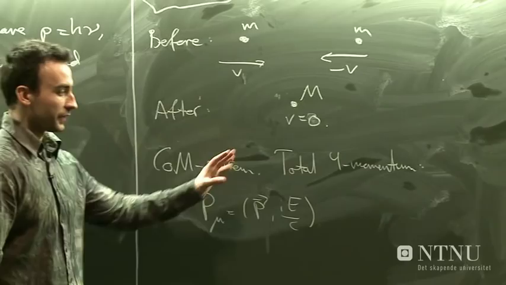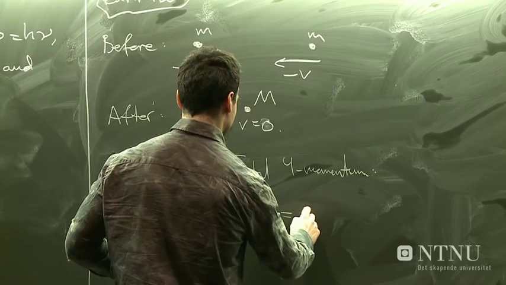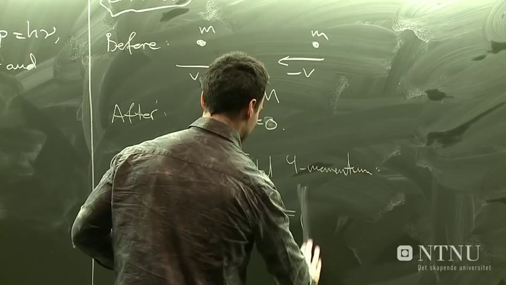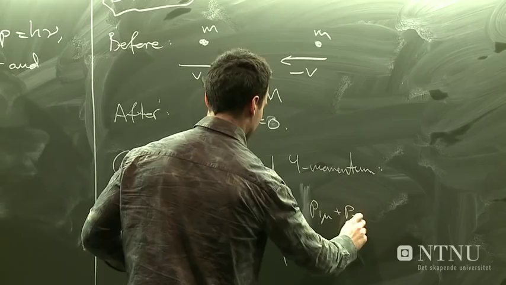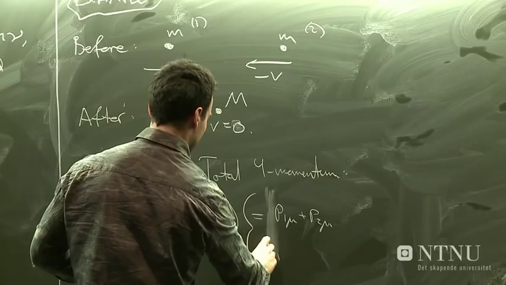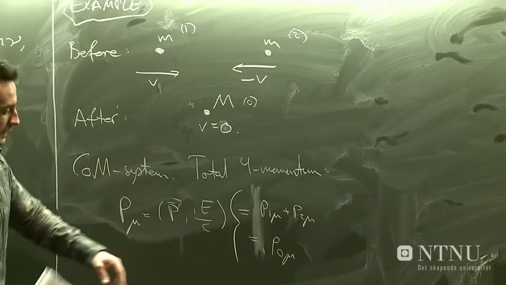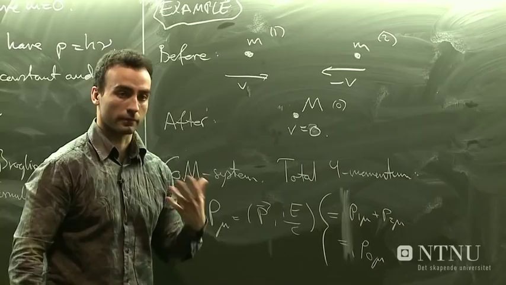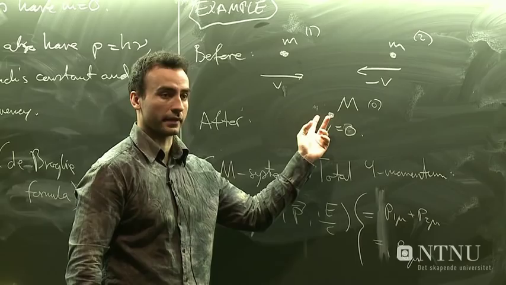So this is the total four momentum vector. In other words, this is equal to the sum of the four momentum vectors of these two particles, which I named 1 and 2, but it's also equal to this four momentum vector.